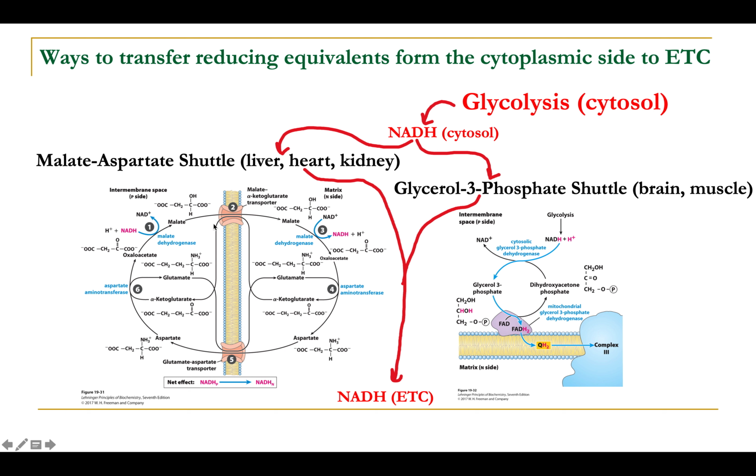So the net product of all this complex shuttle is that the reducing equivalents are transferred from the cytosolic location to the mitochondrial matrix location. And this is a very efficient way to fuel the mitochondrial electron transport chain from the catabolic processes that generate reducing equivalents in the cytosol. So the complementary system which functions in other tissues, the glycerol 3-phosphate shuttle, is much simpler.